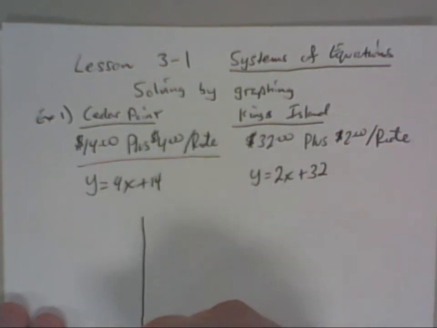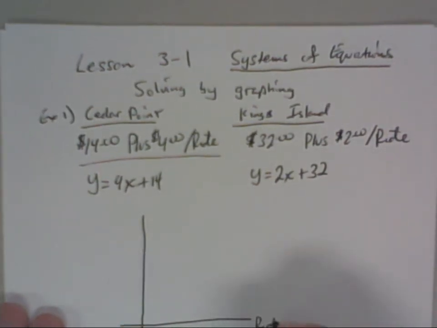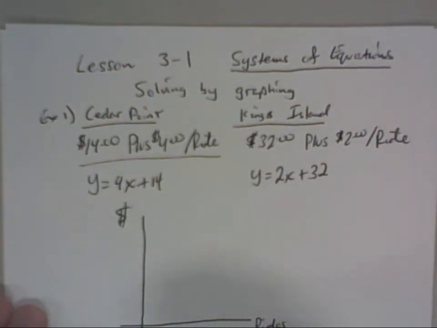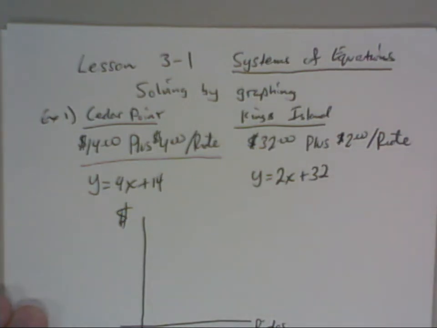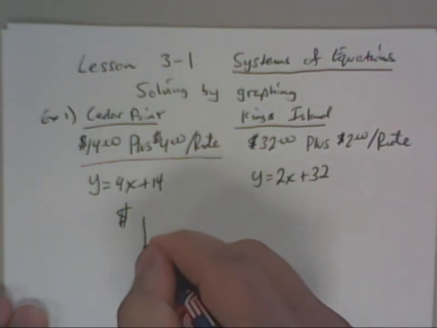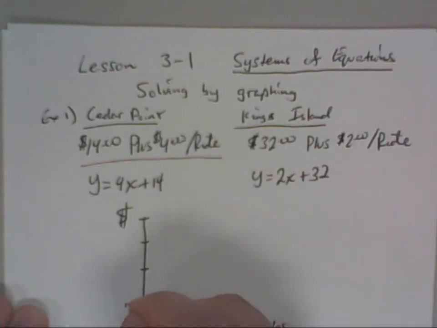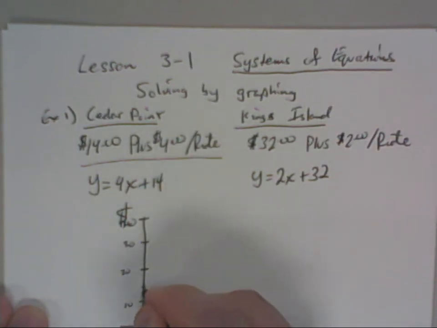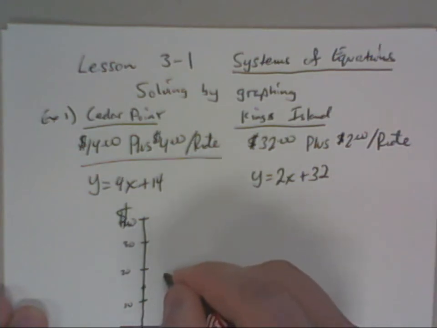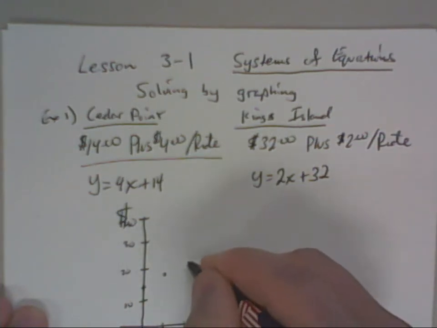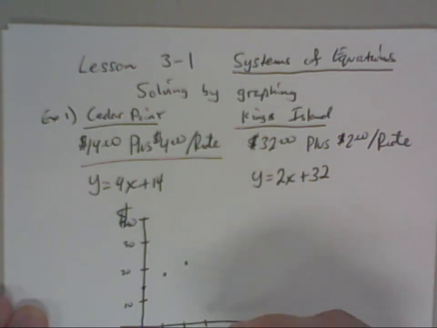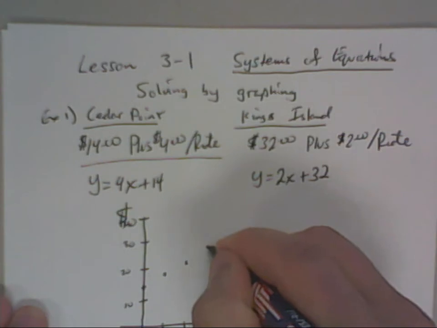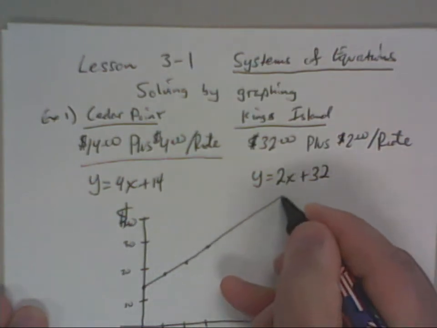And then if we're going to graph both of these on a graph, here are the number of rides that we go on, and here is the cost. If we were to graph, first of all, Cedar Point, and we don't go on any rides, we just walk around the park, it's going to be $14 at the beginning. So let's say this is 10, and this is 20, and this is 30, and this is 40 here. It's going to be $14 just to get in the park. But then every ride we go on, if this is one ride, it's going to be $4 more, so that would be $18. 2 rides, it's going to be up to $22. 3 rides, it's going to be up to $26. And it's going to be a linear equation that looks something like that.